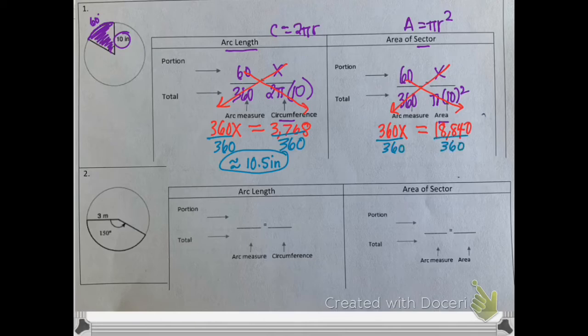So if I divide by 360, I get approximately 52.3. The units is inches squared. So remember, area is always units squared, and then the arc length is just the units, inches.